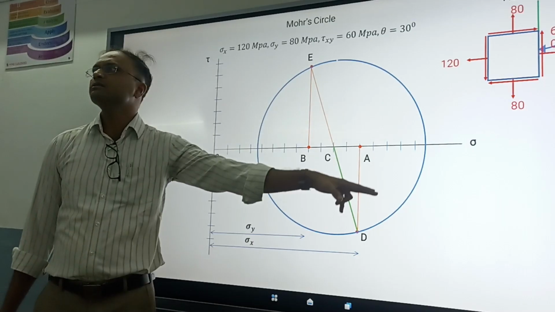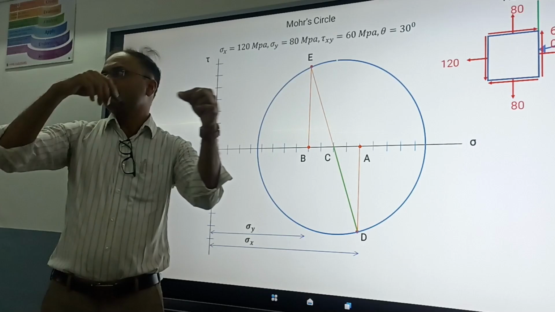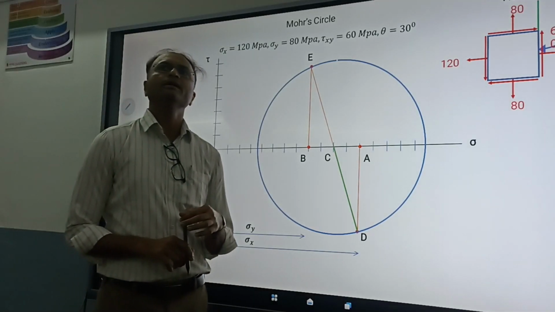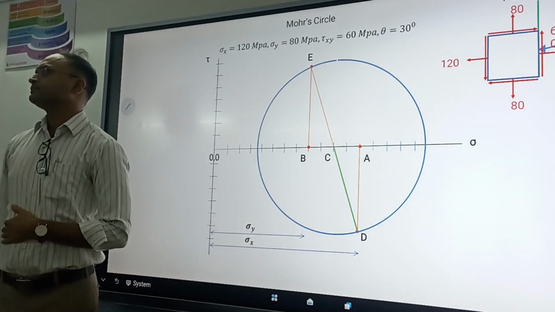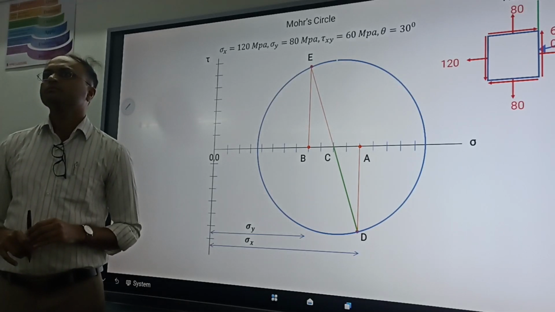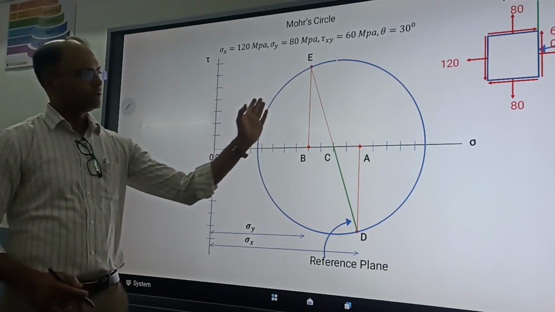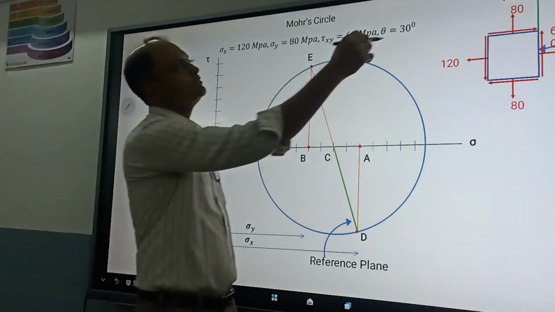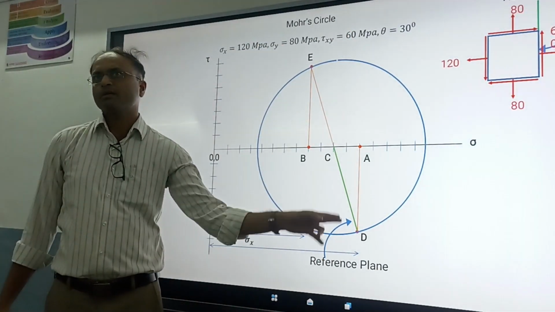Circle is drawn, everyone. Now just highlight this line CD. Make it dark. In engineering graphics words we can say thick line, thin line. All other lines are thin lines. This is a thick line. This is now called the reference plane. In this diagram, this is the reference plane, which in the Mohr circle is this.